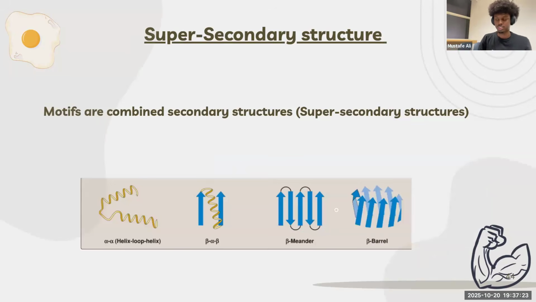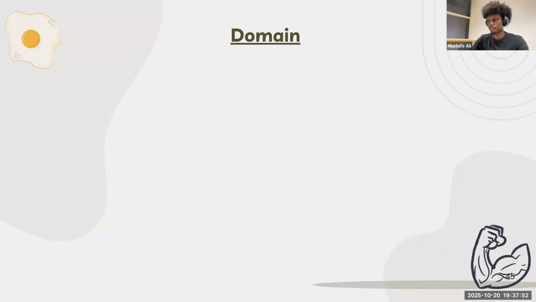Now, let's move on to supersecondary structures. It's in the name. Supersecondary basically means a structure that has a bunch of secondary structures present. They are known as motifs. Motifs are basically just a combination of secondary structures. An example could be an alpha helix here and an alpha helix here, or a beta-pleated sheet and another alpha helix and another beta-pleated sheet. This is basically what was provided, and this is all you need to know.